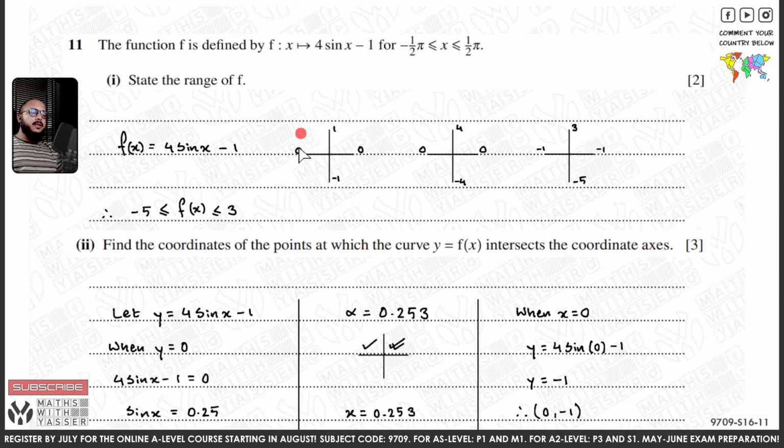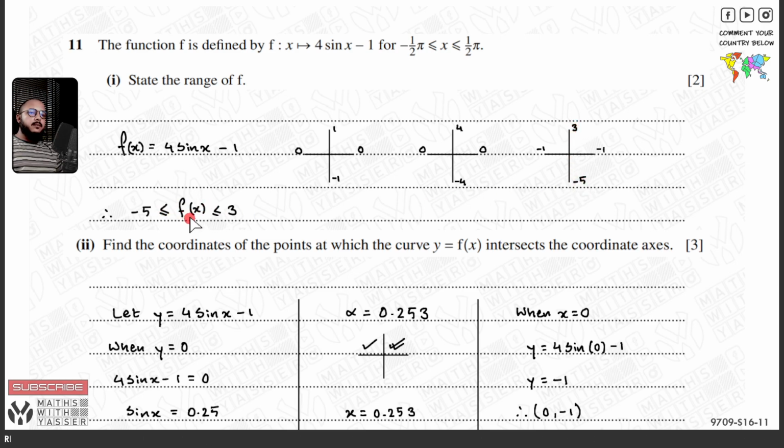So let's first think of the grid for sine. The grid is 0, 1, 0, -1. Now I need to multiply by 4 first. So 4 times 0 is 0, 4 times 1 is 4, 4 times 0 is 0, and 4 times -1 is -4. And if I then do minus 1 with all of them, I get 0 minus 1 is -1, 4 minus 1 is 3, 0 minus 1 is -1, and -4 minus 1 is -5. So the range will be the maximum and minimum, which is 3 and -5.